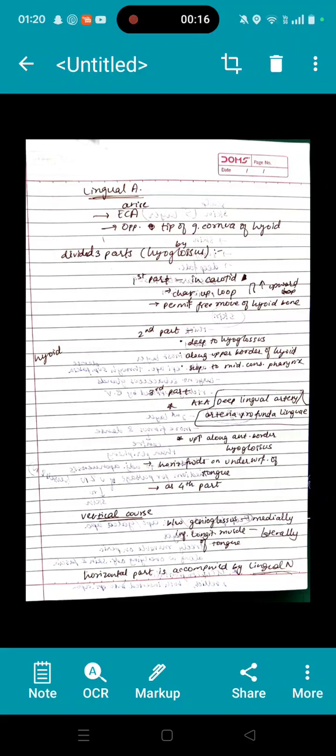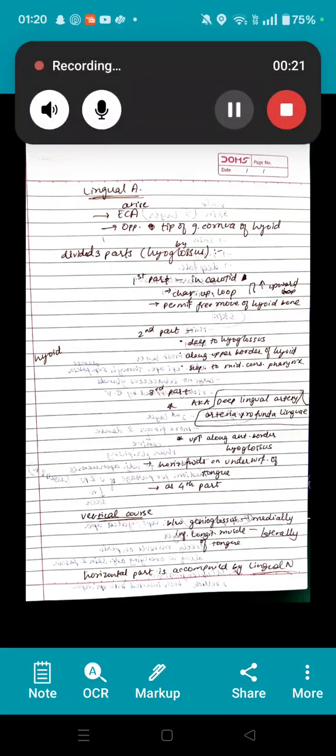The second part is deep to hyoglossus, along the upper border of the hyoid, superior to the middle constrictor of the pharynx. The third part, the deep lingual artery or arteria profunda linguae, runs upwards along the anterior border of hyoglossus, then horizontally forwards on the under surface of the tongue.